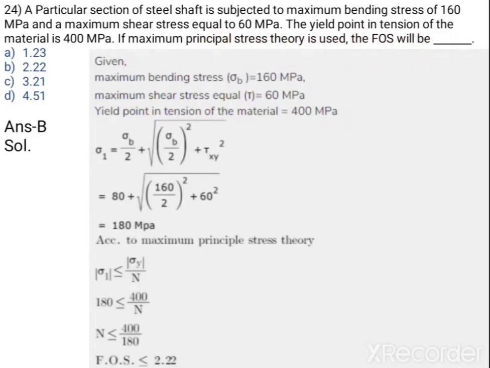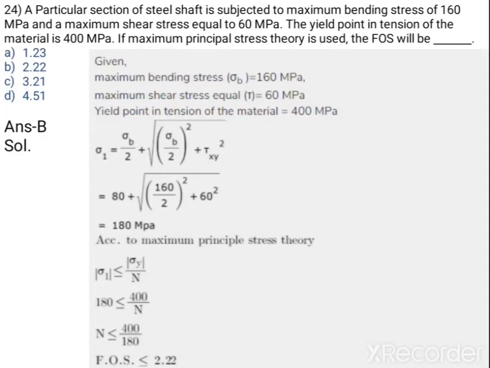So look here, how to calculate sigma 1, that is nothing but sigma x plus sigma y by 2 plus or minus under root of sigma x minus sigma y by 2 bracket square plus tau xy square. That is the formula for calculating your stresses. If you put the sigma x value as 160 megapascal, sigma y is not given, then you will get the relationship as sigma 1 is equal to sigma b by 2 plus under root of sigma b by 2 bracket square plus tau xy bracket square. That is nothing but 160 by 2 plus under root of 160 by 2 bracket square plus 60 square. So you will get 80 plus under root 80 square plus 60 square. That is nothing but sigma 1 as 180 megapascal.